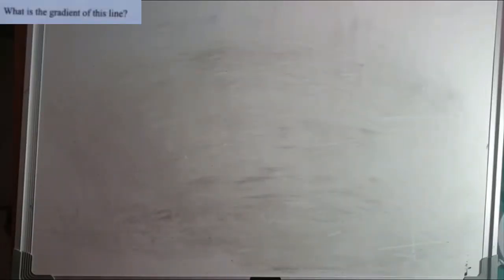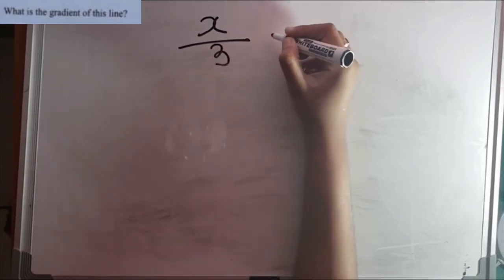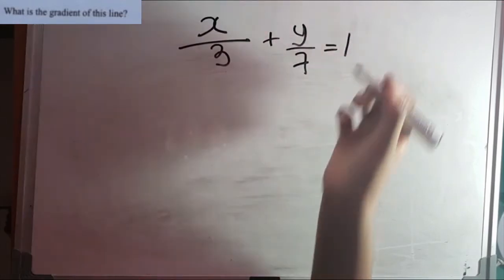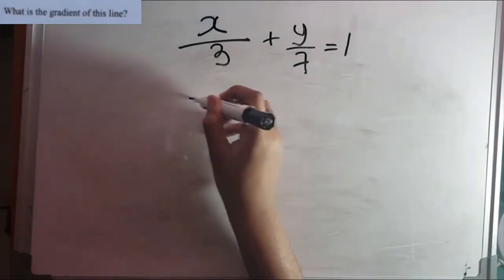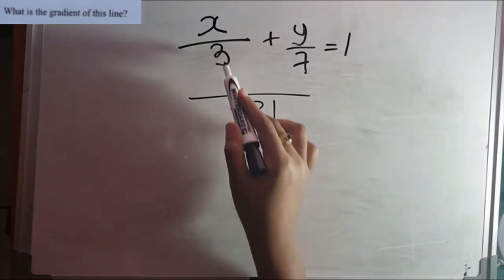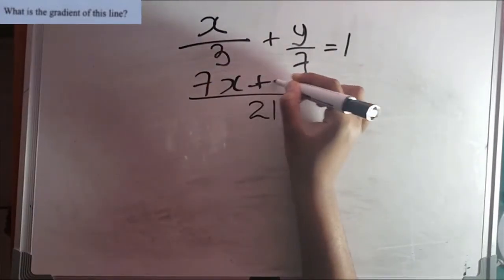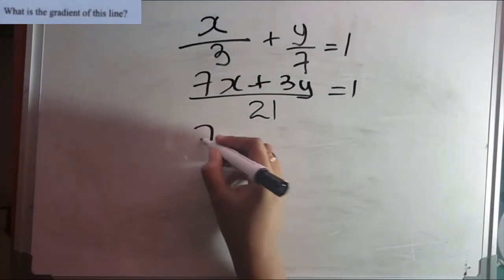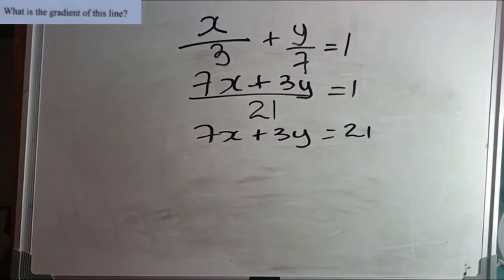Okay, so we want to find out what is the gradient of this line. So we have x over 3 plus y over 7 is equal to 1. We're going to find the LCM, which is just going to be 21. So 3 into 21 is going to leave 7x, plus 7 into 21 is going to leave 3y, is equal to 1. Now that would be 7x plus 3y is equal to 21, multiplying both sides by 21.